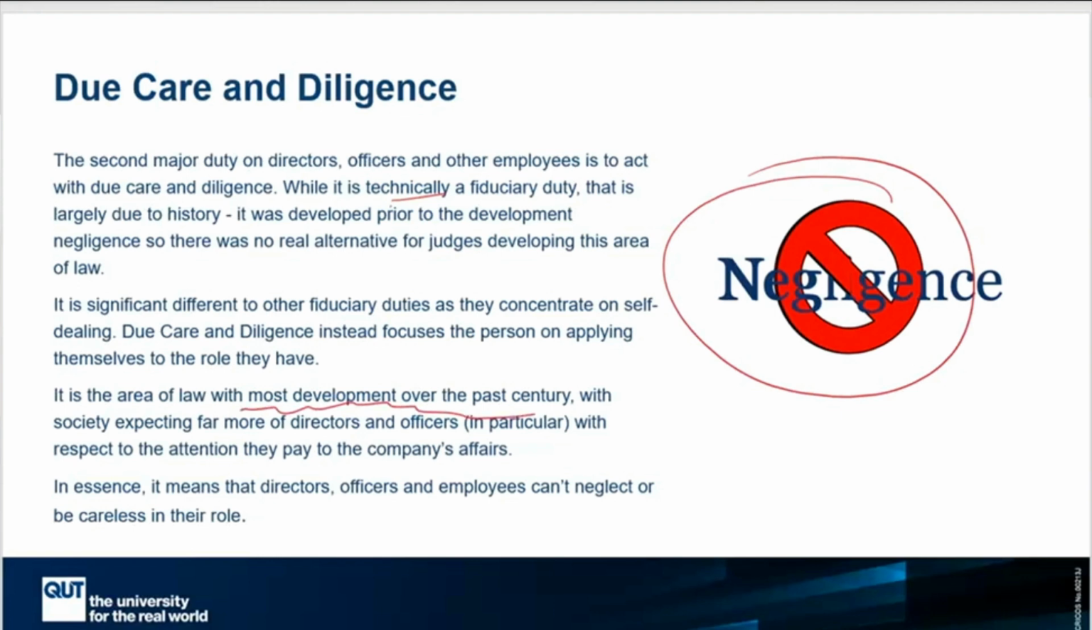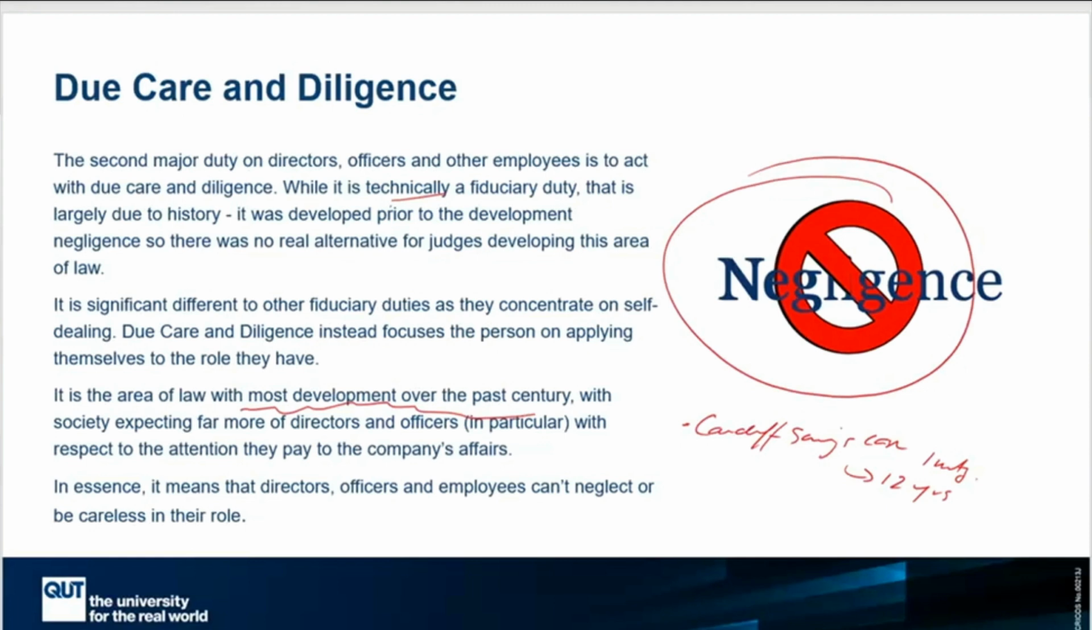If you go back in history, a lot of times directors would get off not paying attention to what's going on. There are some famous cases, including, for instance, the Cardiff Savings Bank case, where the chair of the board did not attend. They attended, I think, one meeting in 12 years. One meeting. They turned up to one meeting in 12 years. Now, obviously, that's not giving care and diligence to the role. But in that case, they said, well, you couldn't breach care and diligence because you never went to a meeting.